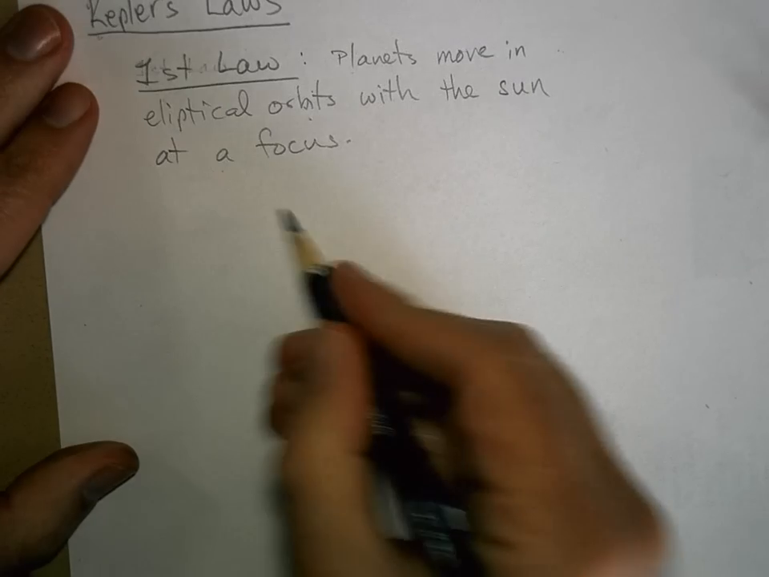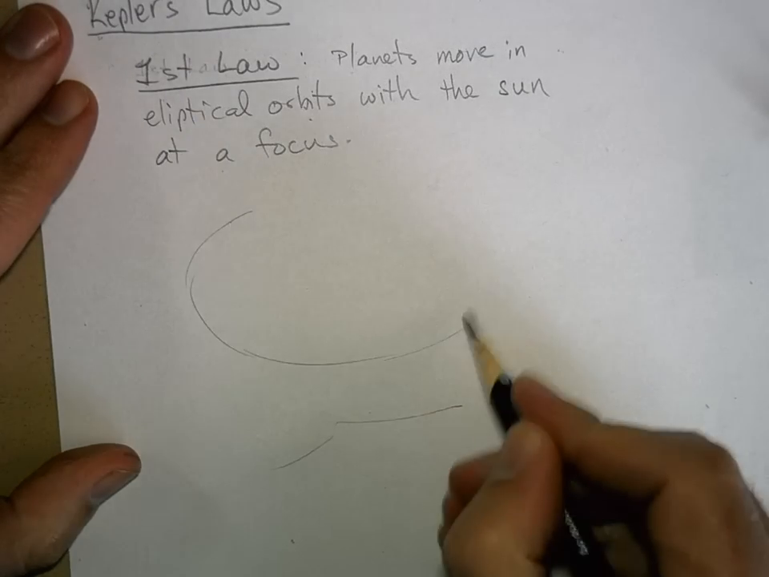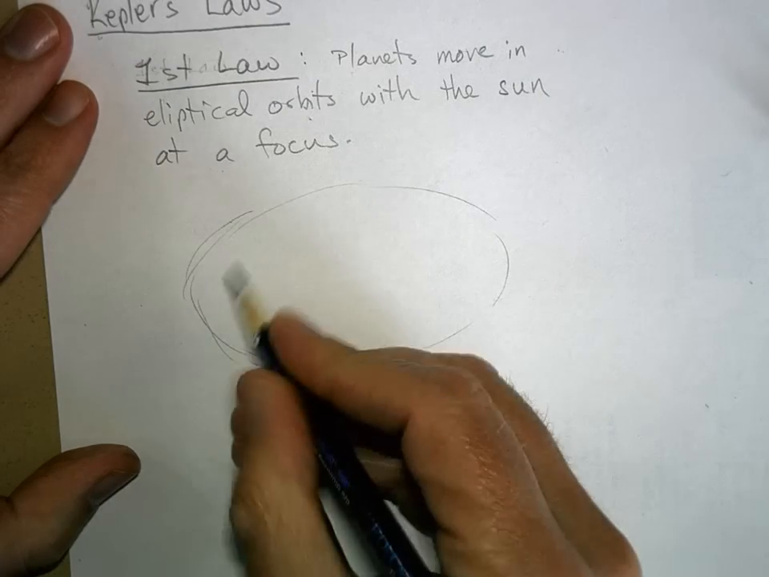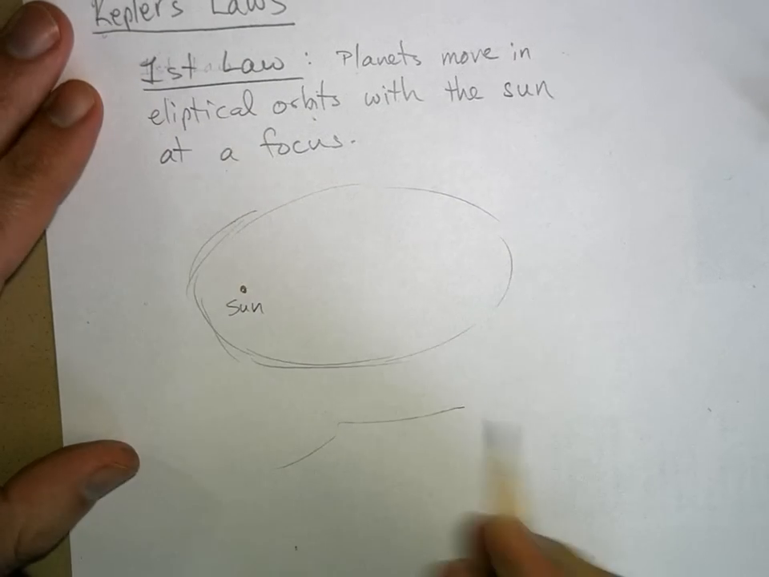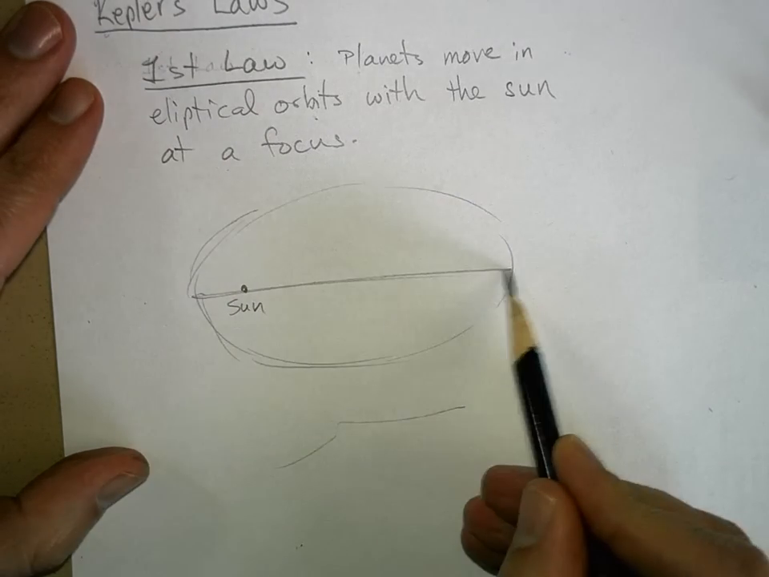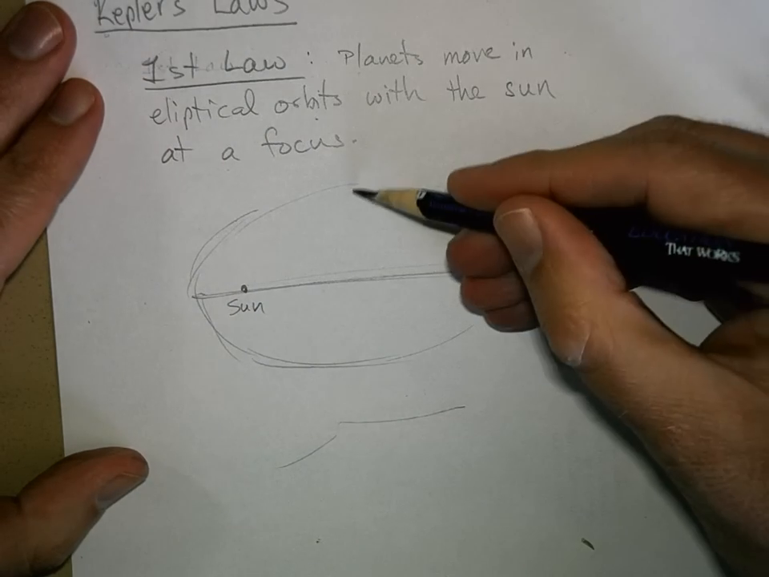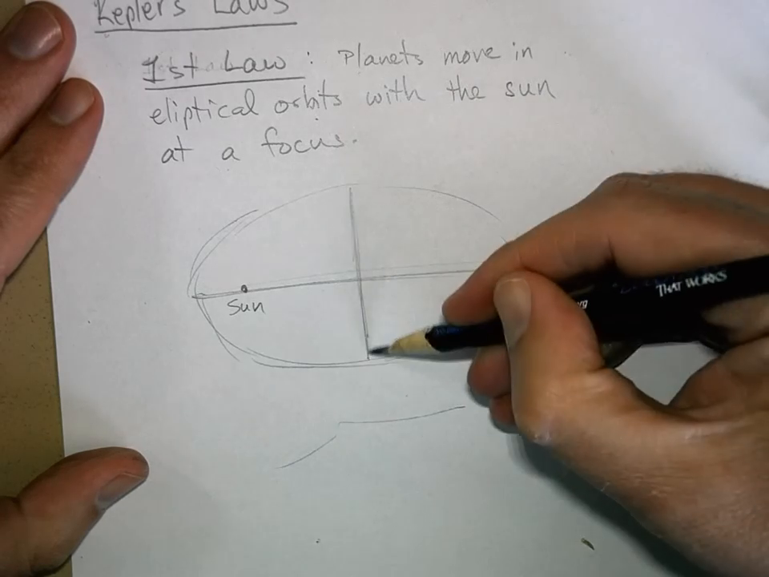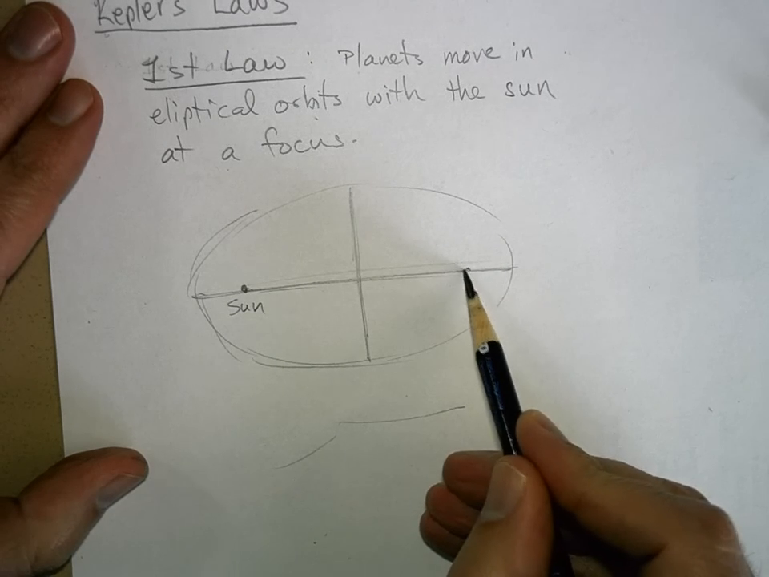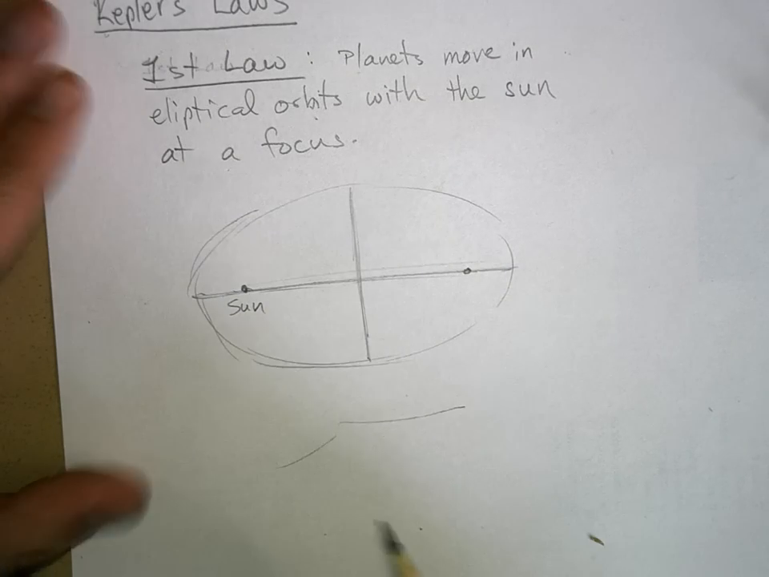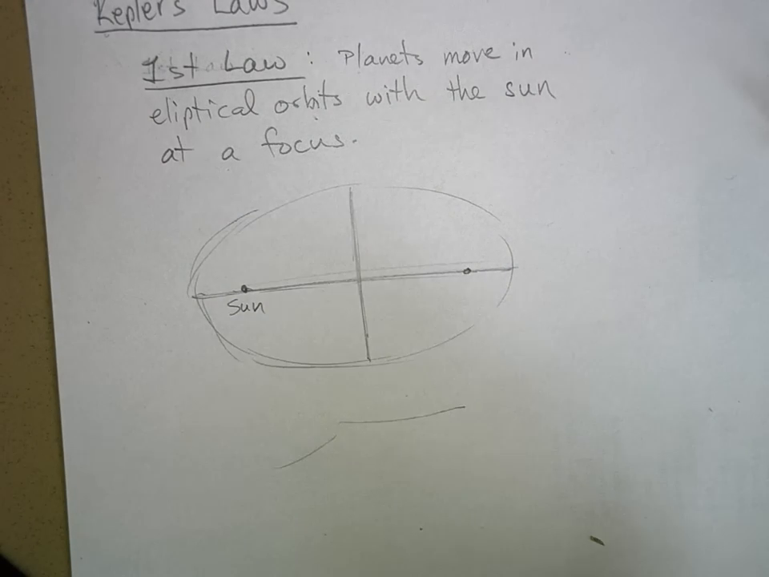And let me just draw it like this. Here, let's draw an ellipse. And here's the sun. And here's the semi-major axis and the minor axis. And here's the other focus. There's two of them.